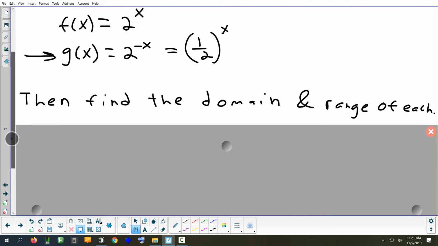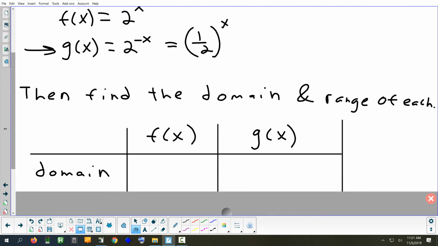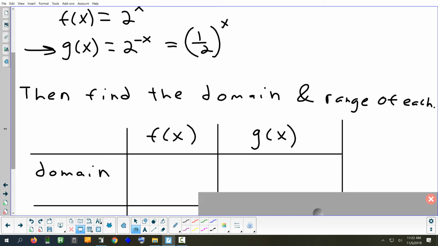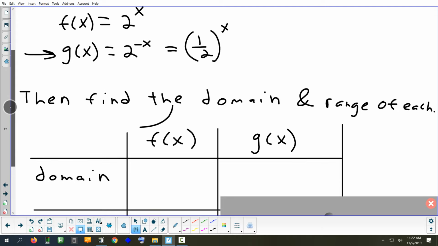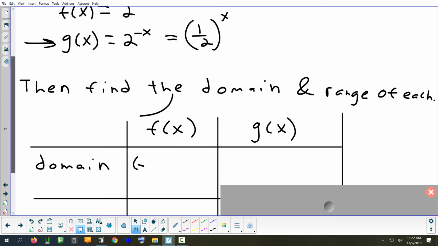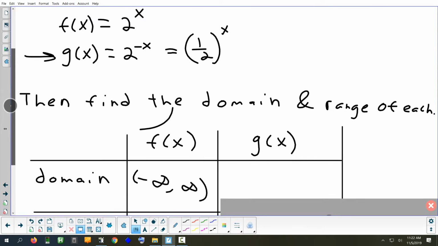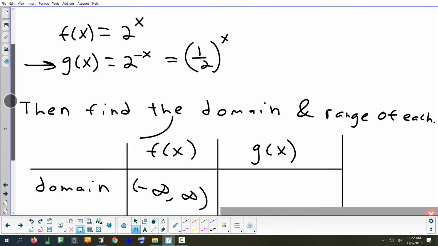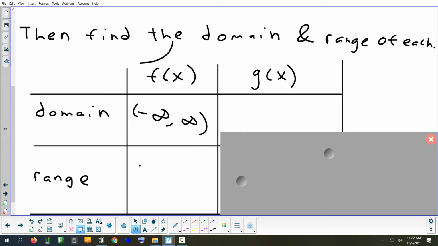2 to the x we've already done. Does anyone remember? I'll just quickly sketch it. It looked like this. What was the domain for 2 to the x? Negative infinity to positive infinity. And what was the range for 2 to the x? All positive real numbers, so 0 to infinity.